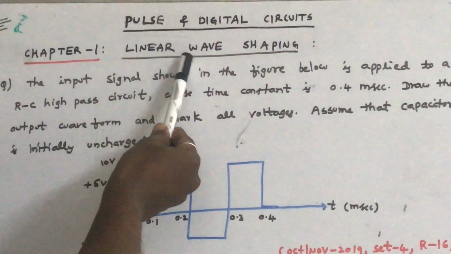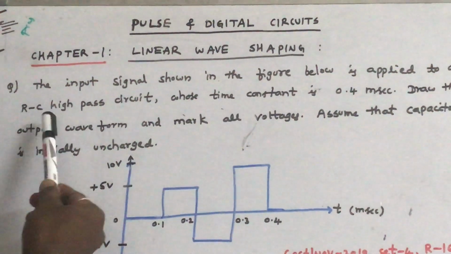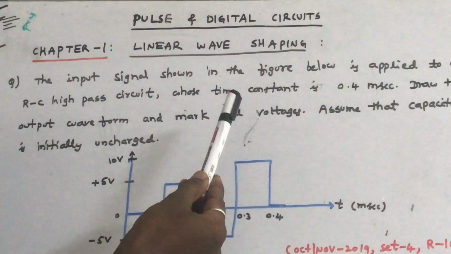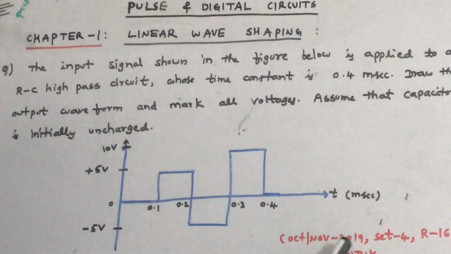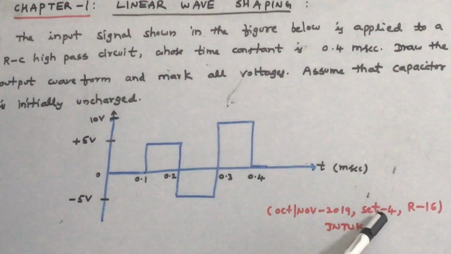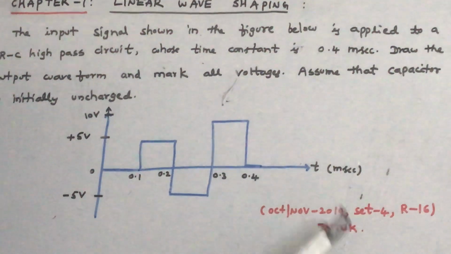So, in chapter 1, the name of the chapter is linear wave shaping. We will see one problem from the previous examination. This question is given in October November 2019, set 4, R16 regulation, JNTU Kakinada.